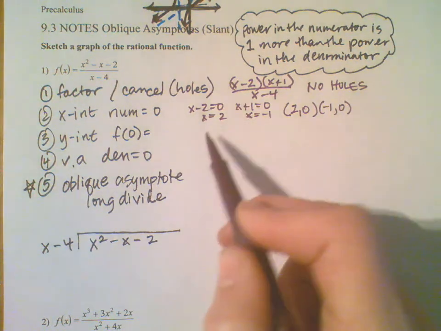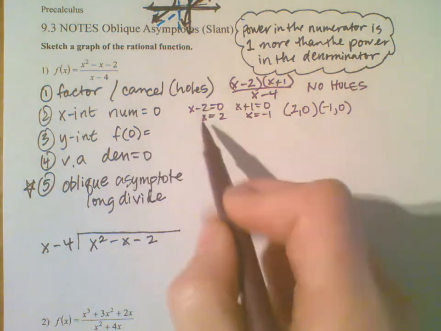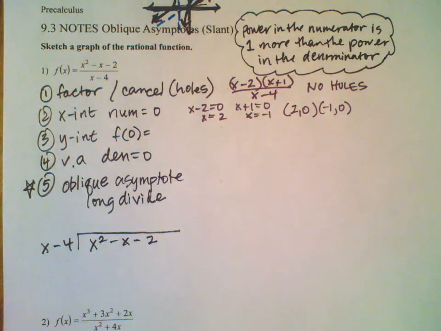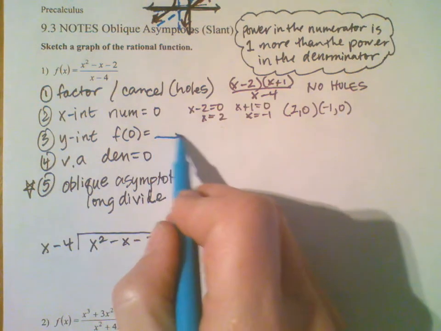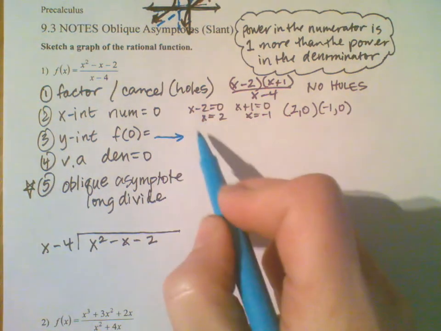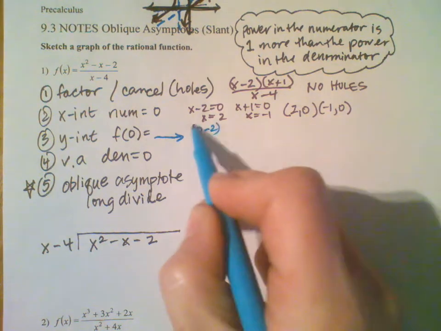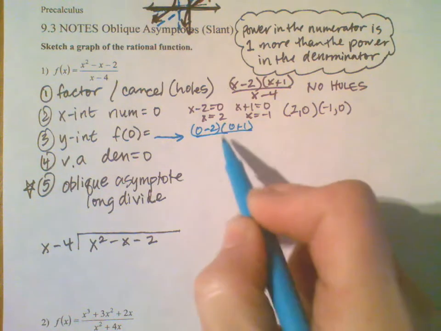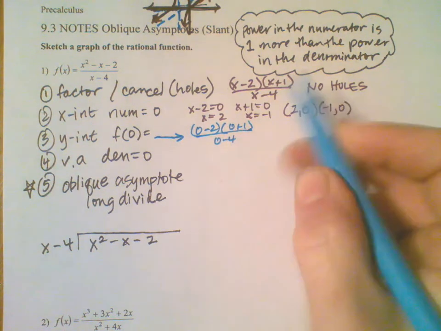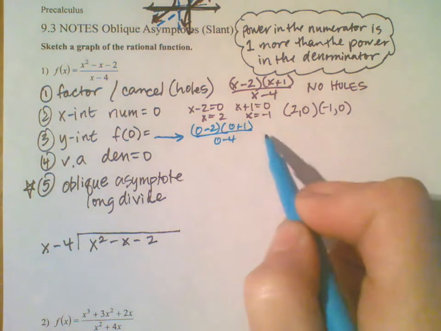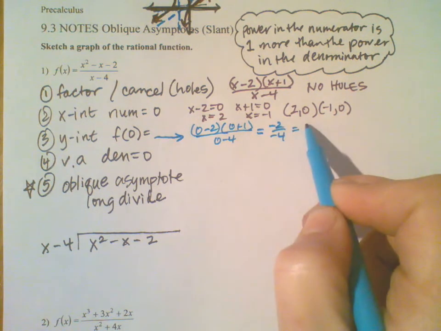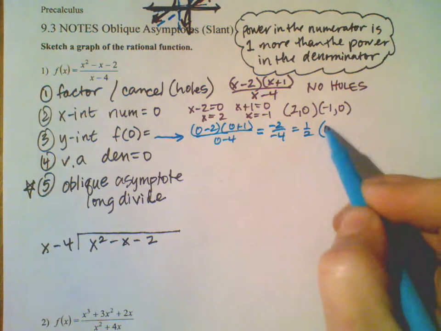My next move is to find my y-intercept by replacing all my x's with 0. So I will do (0 minus 2)(0 plus 1) over (0 minus 4). And when I do the math there, I get negative 2 over negative 4, or 1/2. So I'll have that point at (0, 1/2).